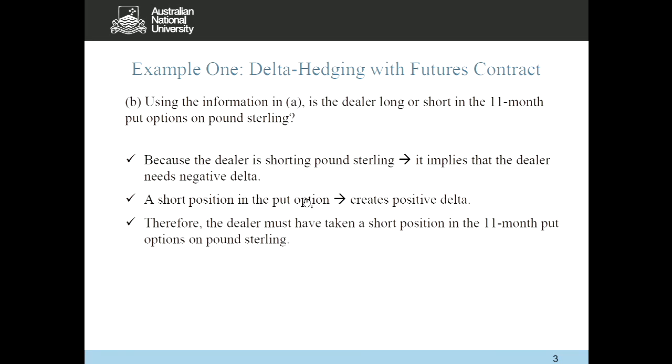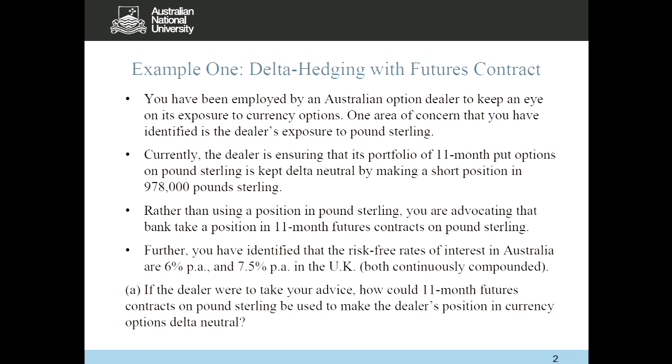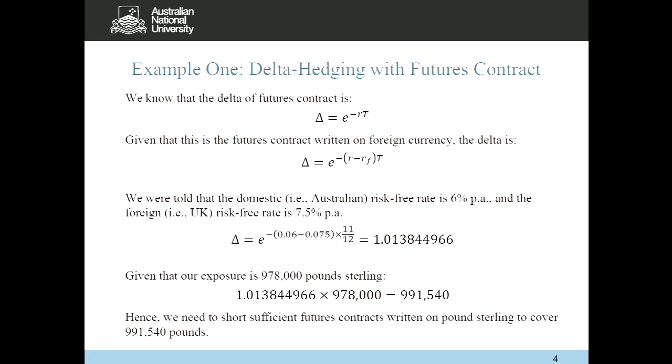Yes? So basically the whole scenario is that you advise the dealer, instead of taking a position in the underlying foreign currencies, you suggest the dealer should take a position in the futures contract on that foreign currency, right? And as I mentioned before, taking a position in the futures contract is similar to taking a position in the underlying assets. If the dealer were to take a short position in the pound, then the dealer needs to take a short position in the futures contract on pound sterling. So that's the logic. All right, so we know the position to take on the futures contract.